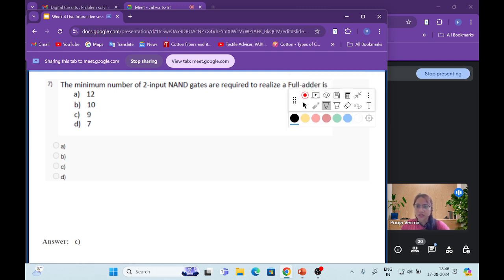So the next question is: the minimum number of two input NAND gates required to realize a full adder. Now we need to realize a full adder using two input NAND gates. Already we know that for realizing the half adder we require 5 NAND gates. So for realizing the full adder, how many NAND gates are required? Can anyone tell me?